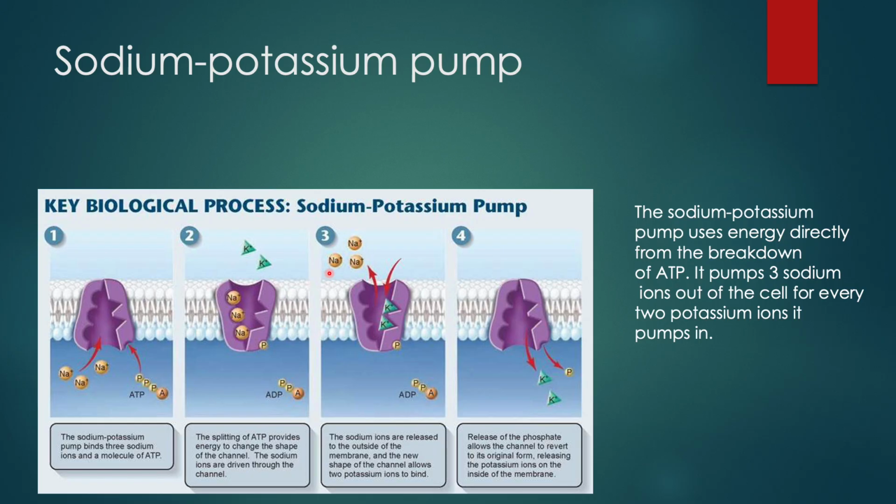When the 3 sodium ions are released, 2 potassium ions are then going to go into the protein pump, allowing them to be released on the other side along with that phosphate group. So the sodium potassium pump uses energy directly from the breaking down of the ATP, releasing the phosphate group. It pumps 3 sodium ions out of the cell for every 2 potassium ions it pumps back into the cell.